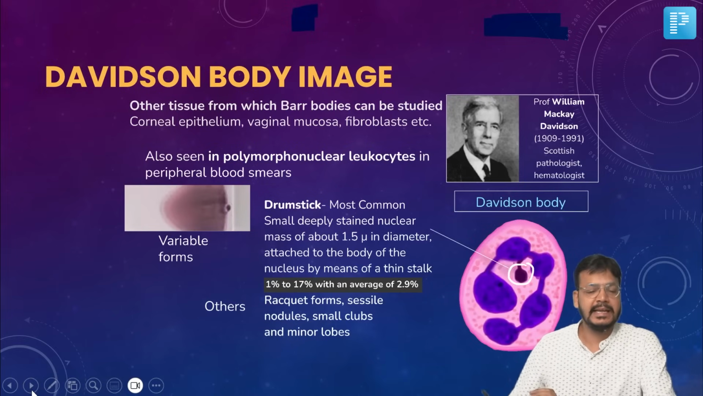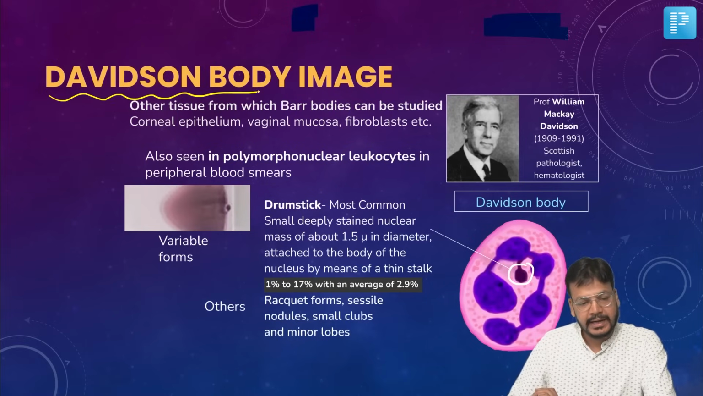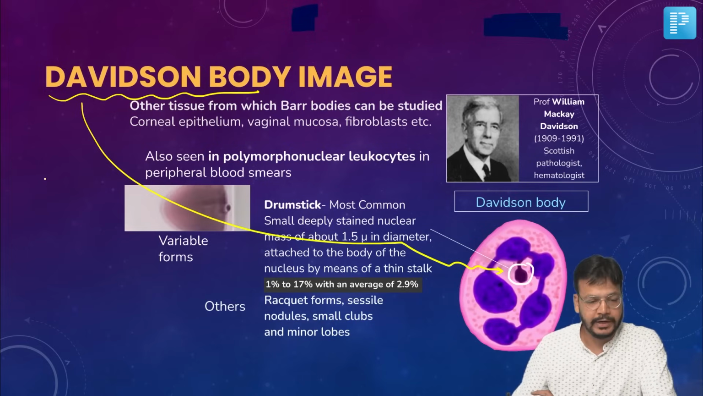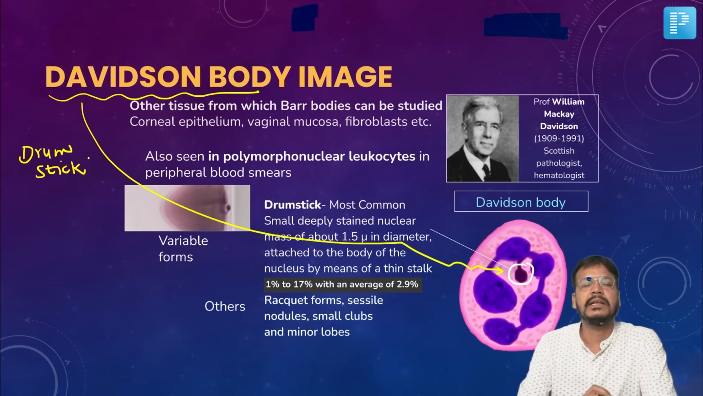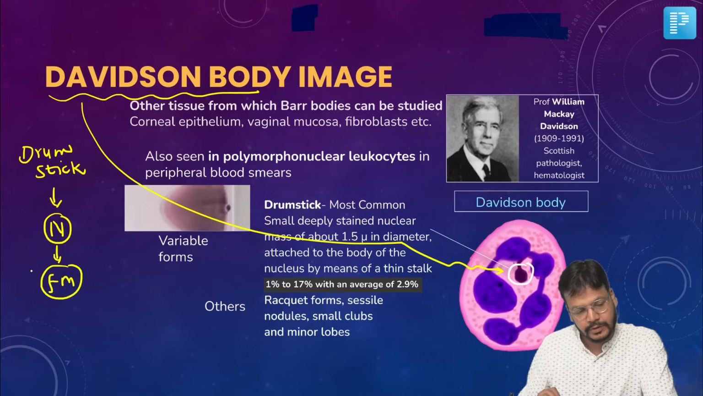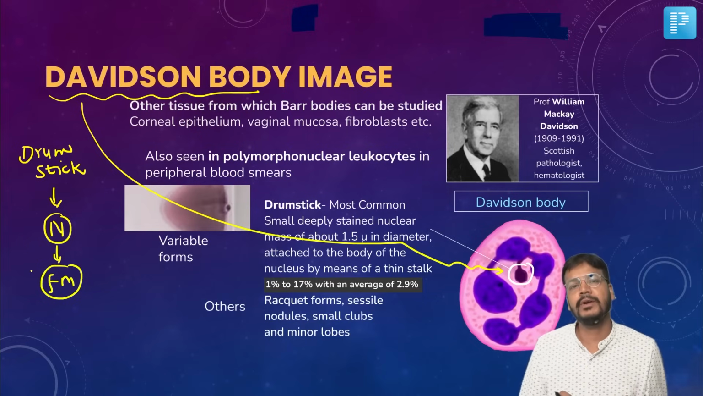Sir, this is a very important body, the Davidson body. You can see this is a drumstick shaped body. A drumstick shaped body is a Davidson body. So here it is, you can write down, it is a drumstick shaped body. That is a Davidson body, and it is present in neutrophils, and it is present in females. In the same manner, there is a Barr body that is also present in females.